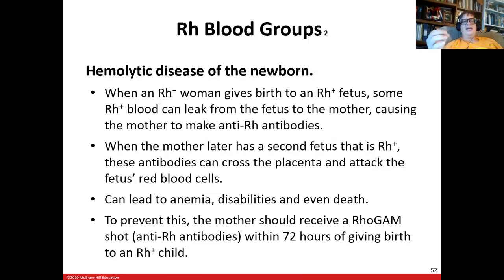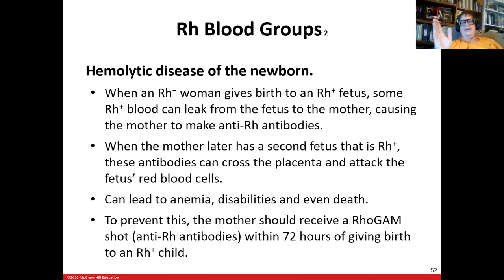When an Rh negative woman gives birth to an Rh positive fetus, some of the Rh positive blood can leak from the fetus to the mom, causing the mom to make anti-Rh antibodies. When the mother later has a second fetus that is Rh positive, these antibodies can cross the placenta and attack the fetus's red blood cell.